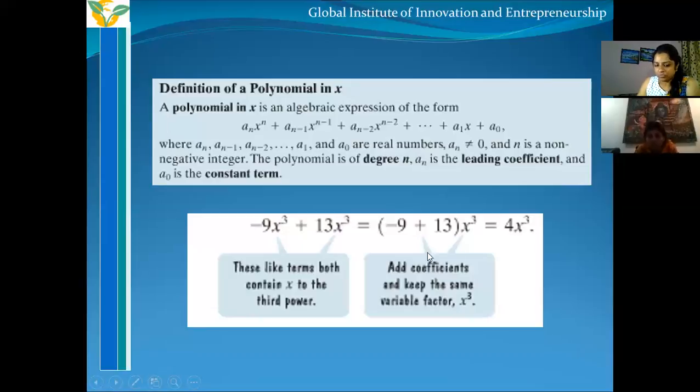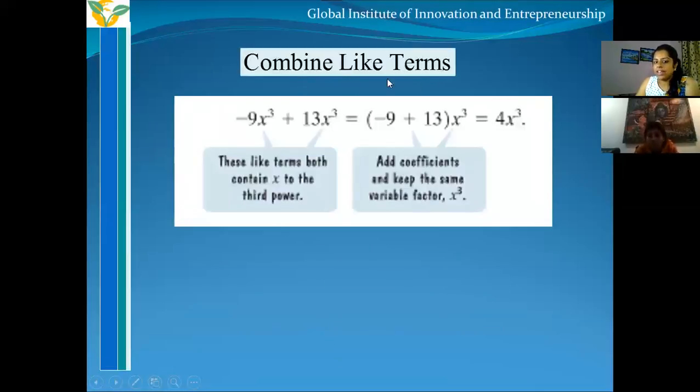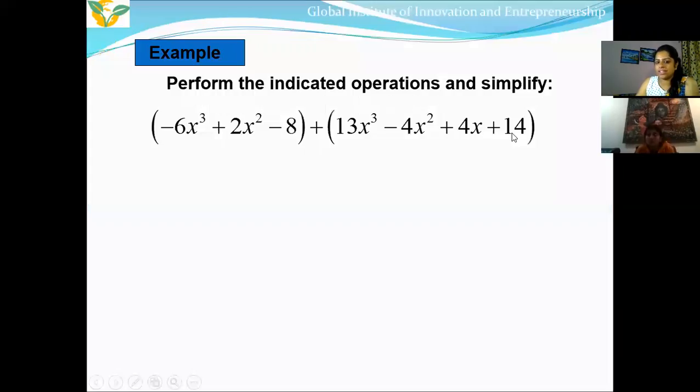That is 4x cube. These like terms both contain x to the third power; add the coefficients and keep the same variable factor, that is x cube. This is how we perform addition of polynomials. So, adding and subtracting polynomials: combine like terms. As I have taught you in the previous example, minus 9x cubed plus 13x cube, keeping x cube common, minus 9 plus 13 in bracket, will give us what? 4x cube.